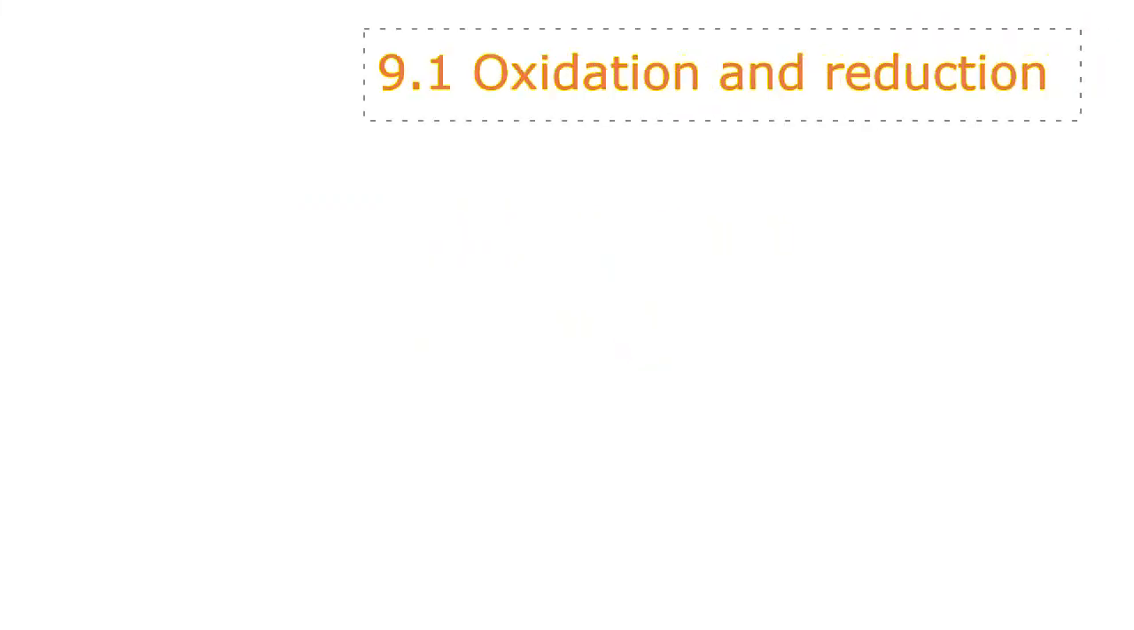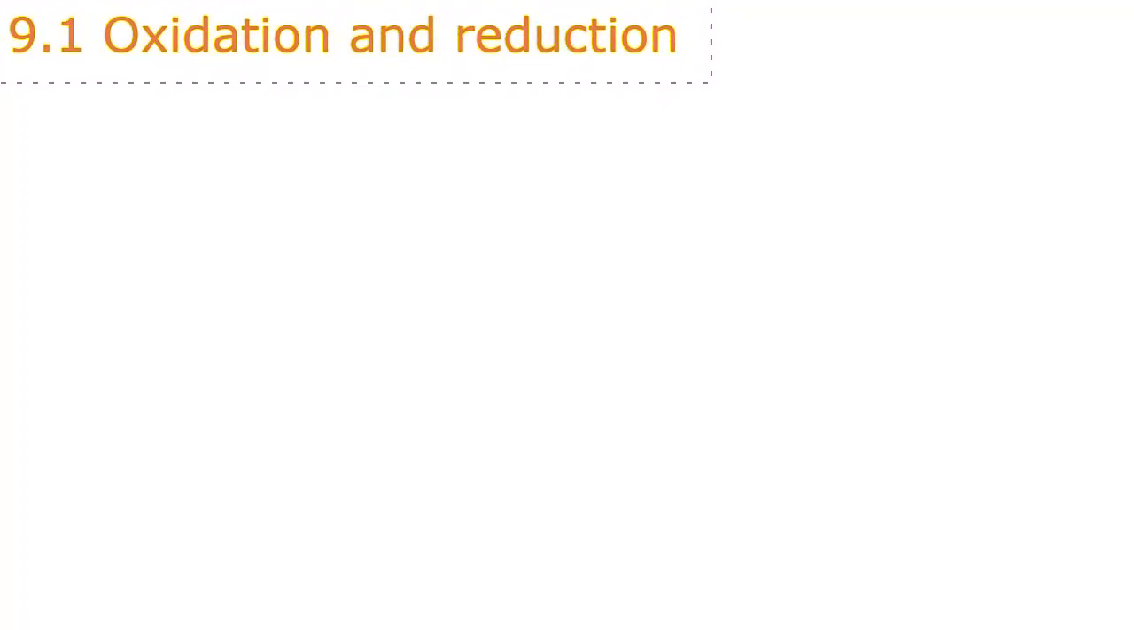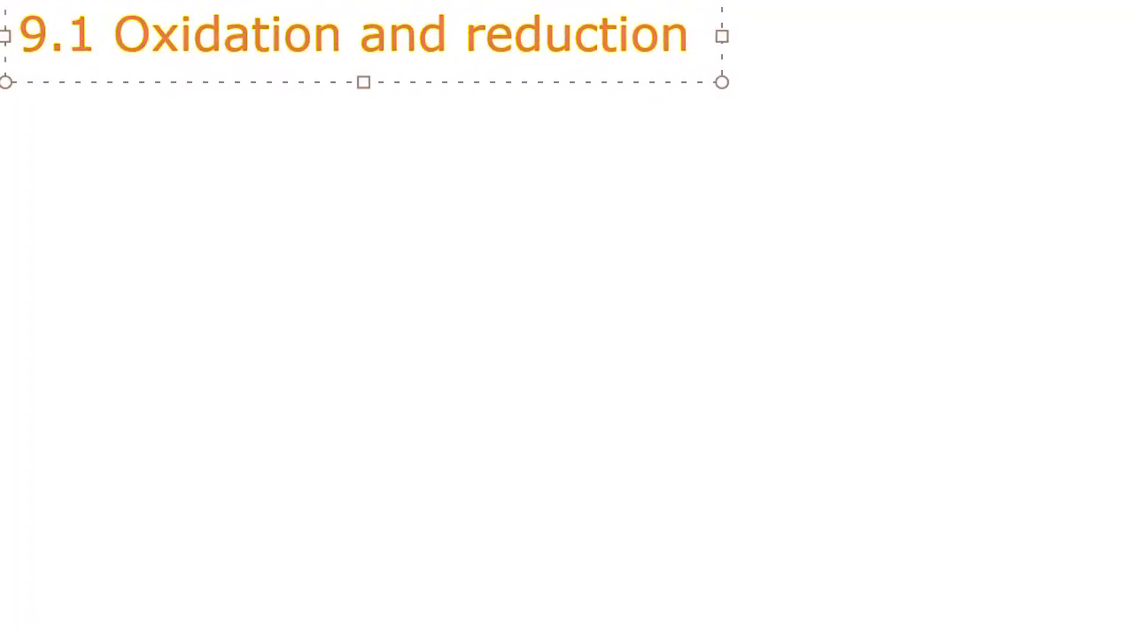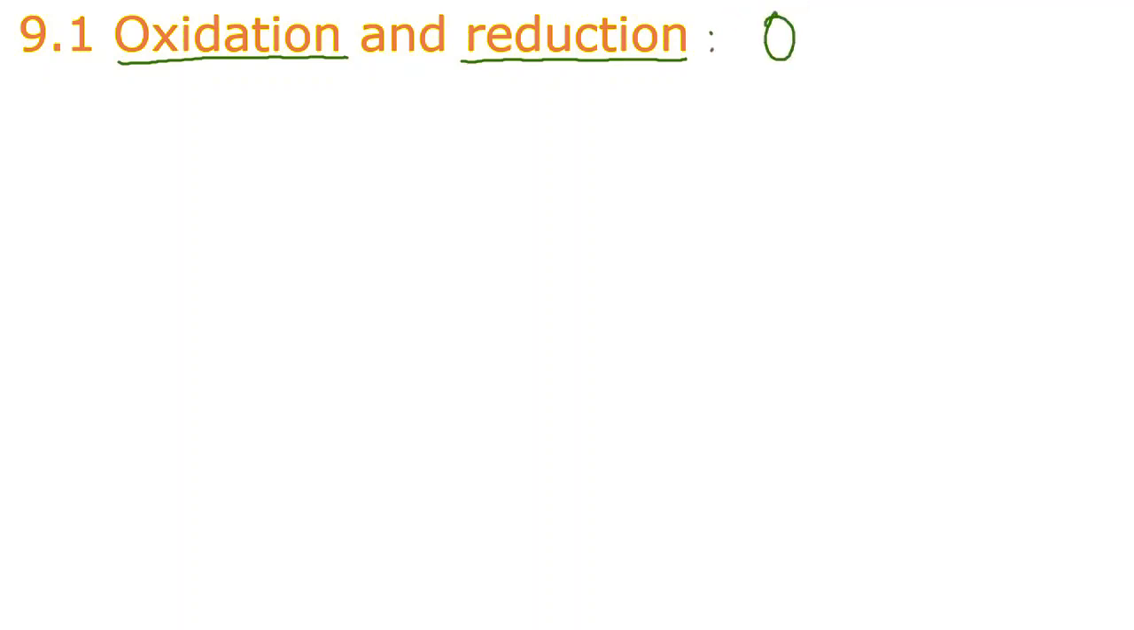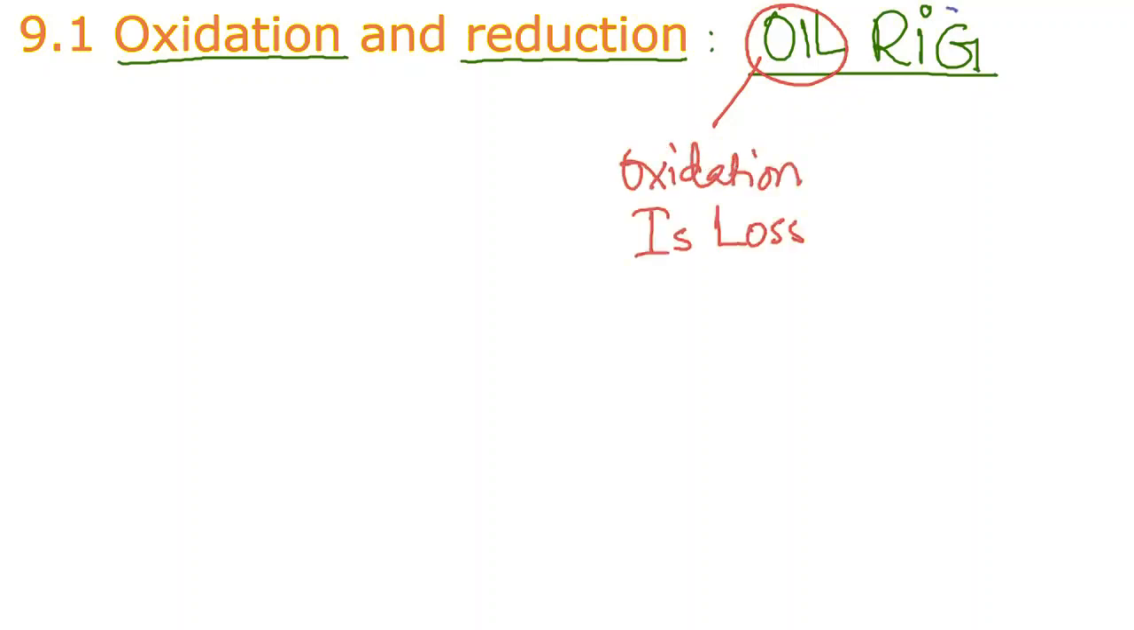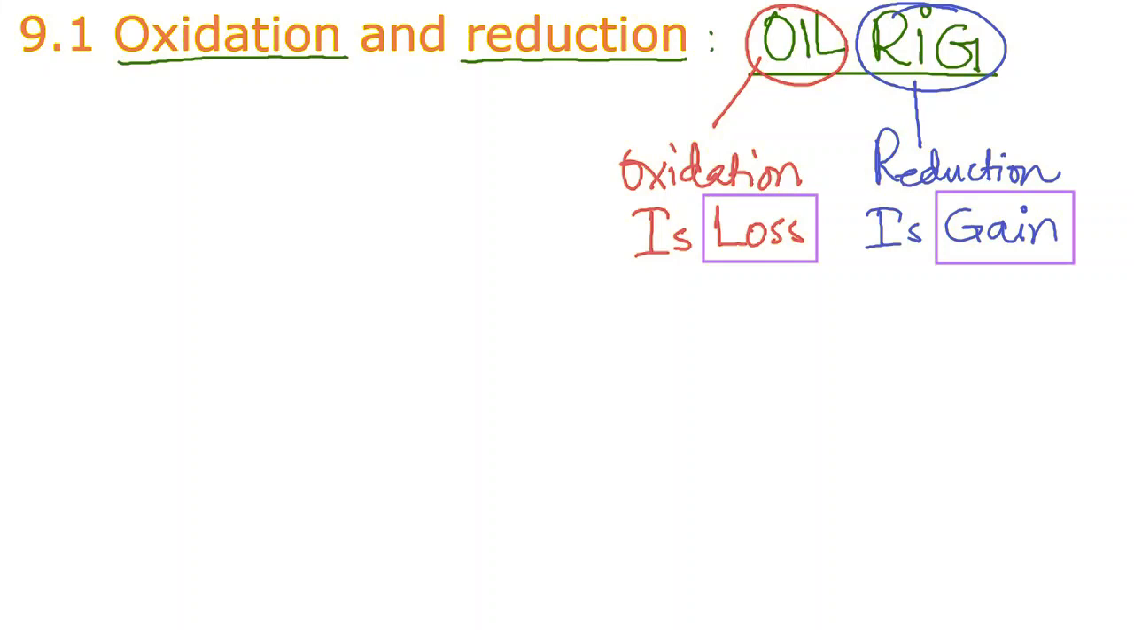So the first part of topic 9.1, which is about the definitions of oxidation and reduction, we are going to cover today. Oxidation and reduction are always remembered by OIL RIG. Chemists always use OIL RIG to recall what is oxidation and what is reduction. OIL RIG refers to oxidation is loss and reduction is gain. Basically, OIL RIG refers to the loss or gain of electrons.